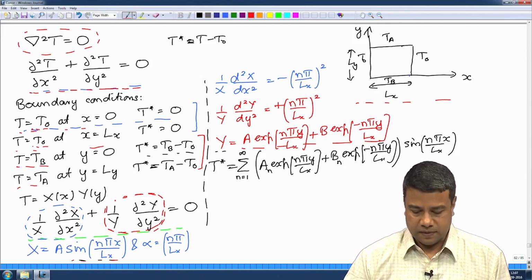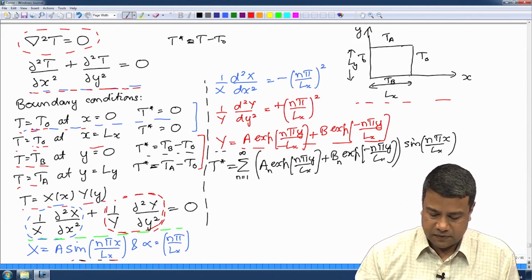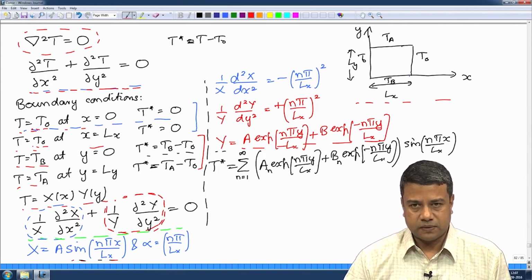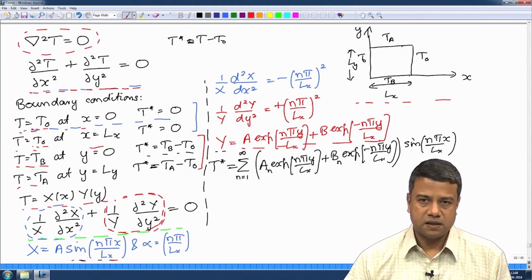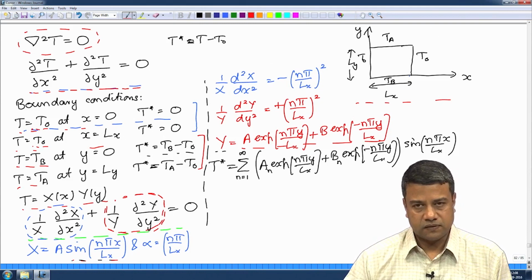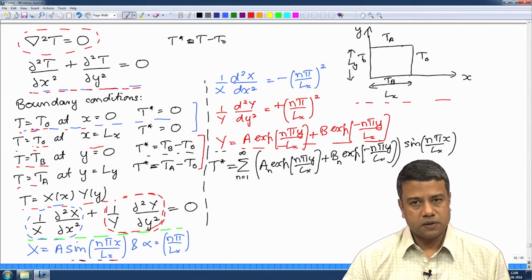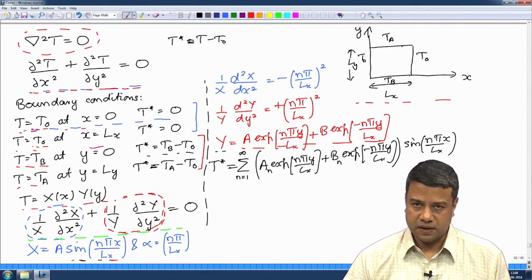We can use separation of variables where we write the temperature as some function of x times some function of y. Put that into the conservation equation, divide throughout by X times Y, and we will get an equation in which one term is only a function of x, the other term is only a function of y. Therefore, both of these have to be constants. One has to be a positive constant, the other has to be a negative constant of equal magnitude, so that they sum to 0. Which one should be positive and which one should be negative?